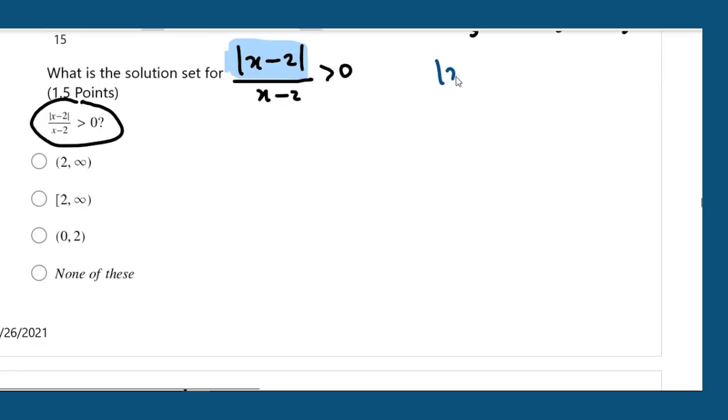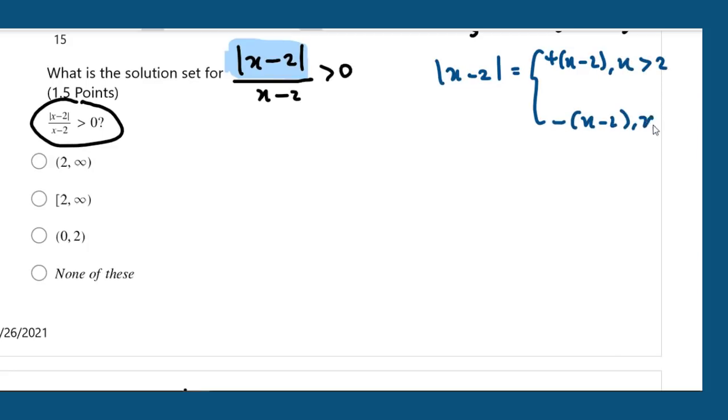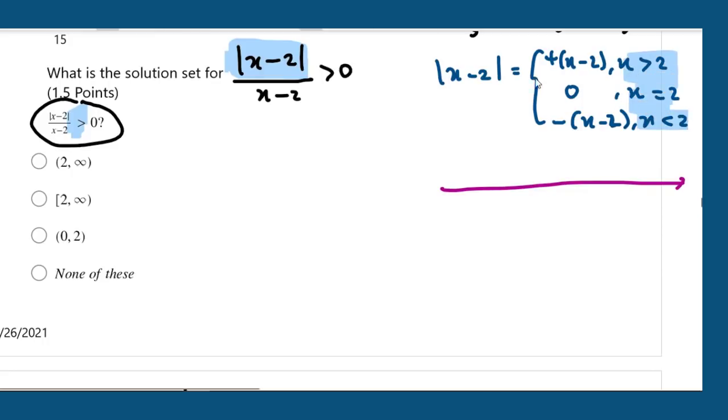So, modulus of x minus 2 is positive x minus 2 when x is more than 2, negative x minus 2 when x is less than 2, and 0 when x is equal to 2. Or let's say we are going to separate this one because x equal to 2 is not included. Or change this one to a number line. This is the domain, right?